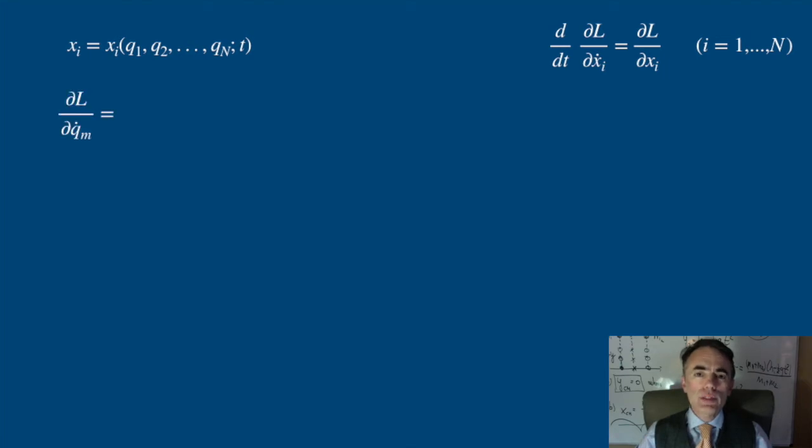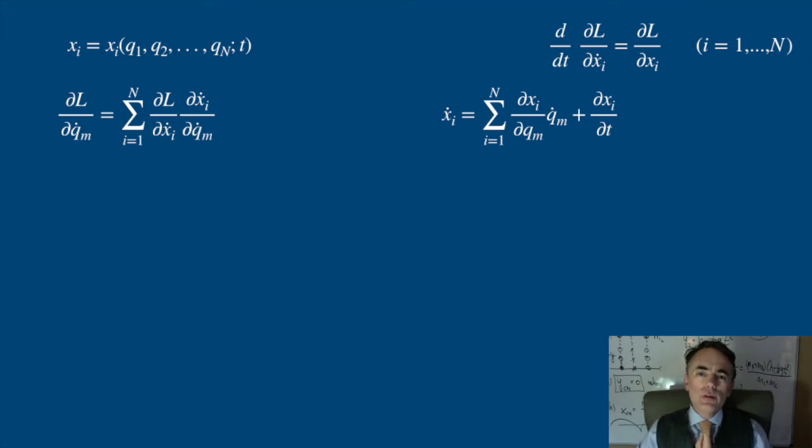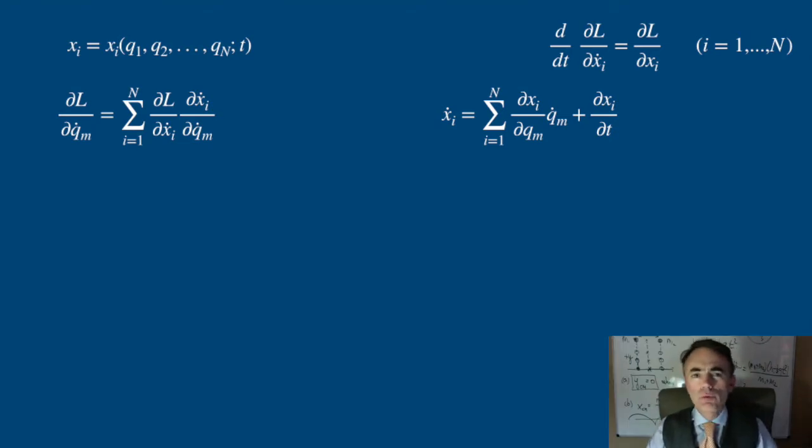The partial derivative of the Lagrangian with respect to q dot is the partial derivative of the Lagrangian with respect to each of the Cartesian velocities times the partial derivative of the Cartesian velocities with respect to the new velocities q dot. Let me now rewrite the Cartesian velocities. These are the derivatives with respect to time of the x sub i coordinates, which are also the partial of x_i with respect to q_m times the derivative of q_m with respect to time, plus the partial of x_i with respect to time. It's just the chain rule for x that depends on q's and on time.